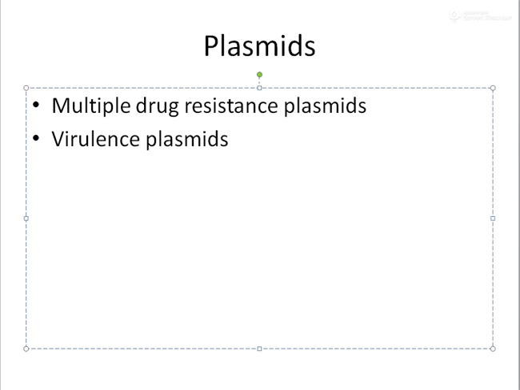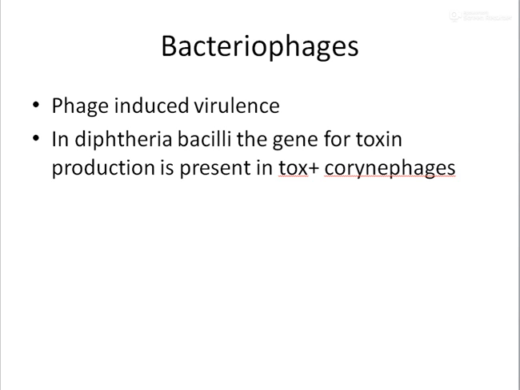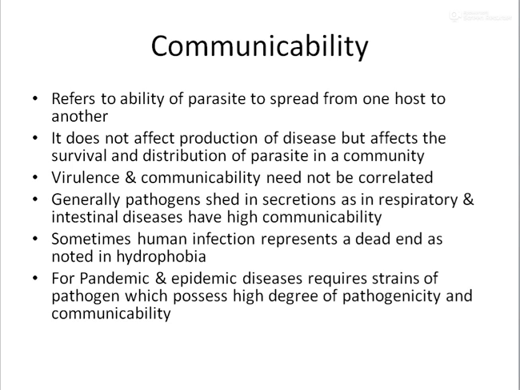Similarly, we have also got bacteriophages, which induce virulence. For example, in diphtheria bacilli, or Corynebacterium diphtheriae, which causes diphtheria, you can see that the gene for toxin production is present in the tox plus corynephages. There are various other examples also, as we had mentioned earlier. So, the presence of bacteriophages associated with the bacteria could sometimes contribute towards its virulence.